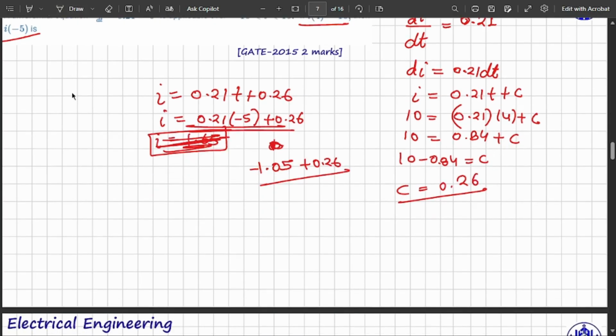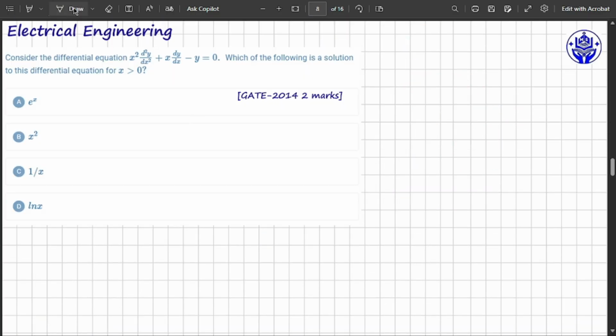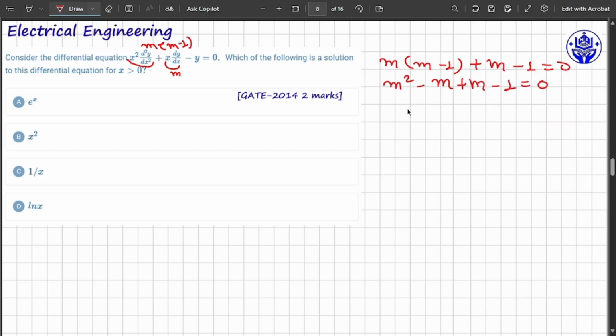Okay, next. So the next question is related to the differential equation x square d2y by dx square. This is the differential equation in which the variable coefficients are there. Whenever you have this type of differential equation, just replace this with m and this with m minus 1. So this will be m square minus m plus m minus 1 is equals to 0. This is the Cauchy-Euler differential equation.